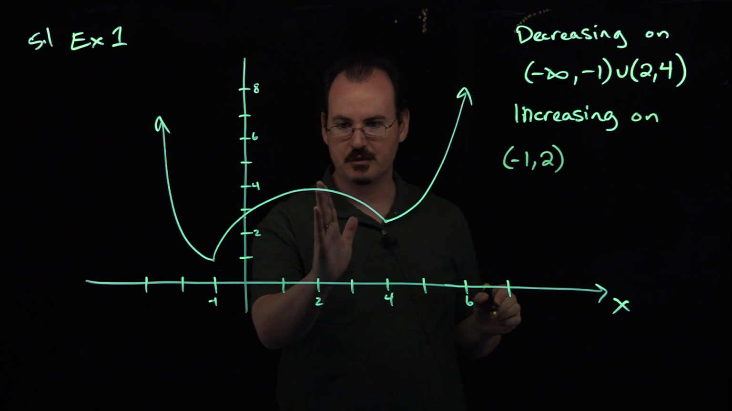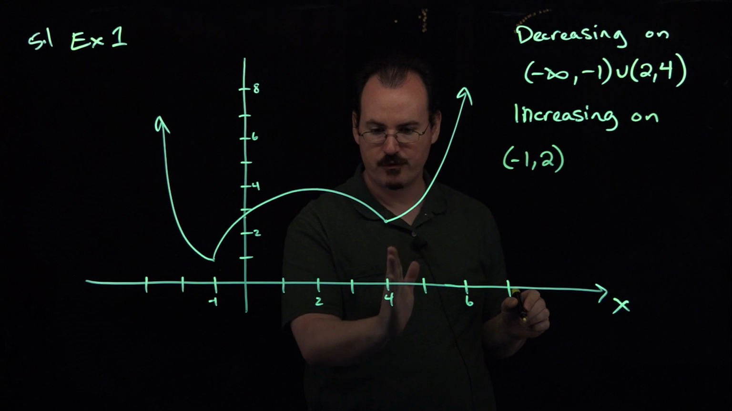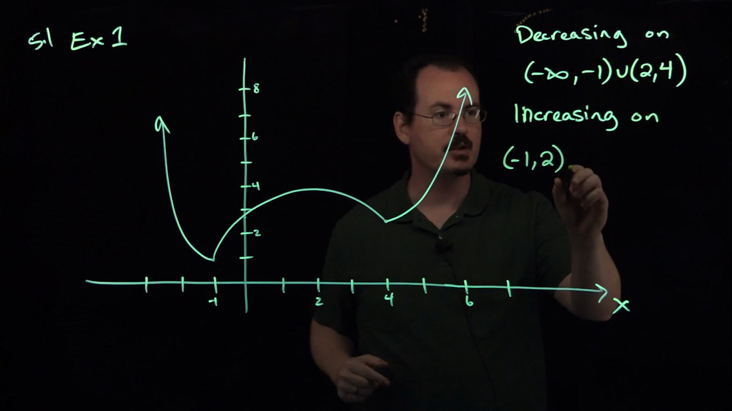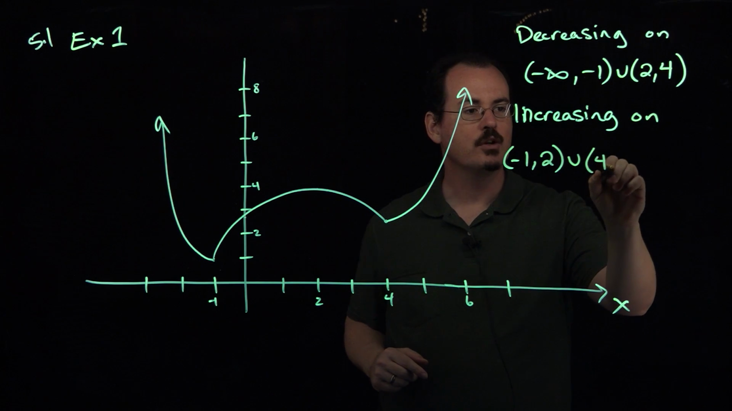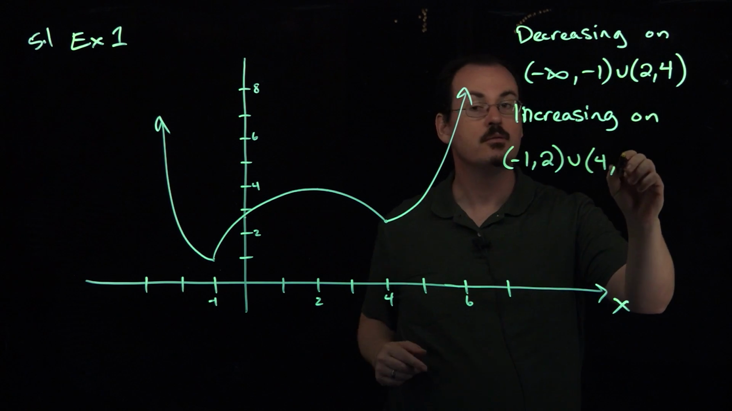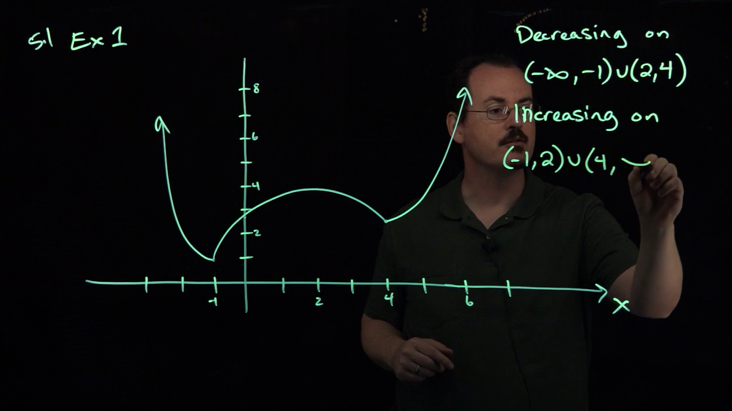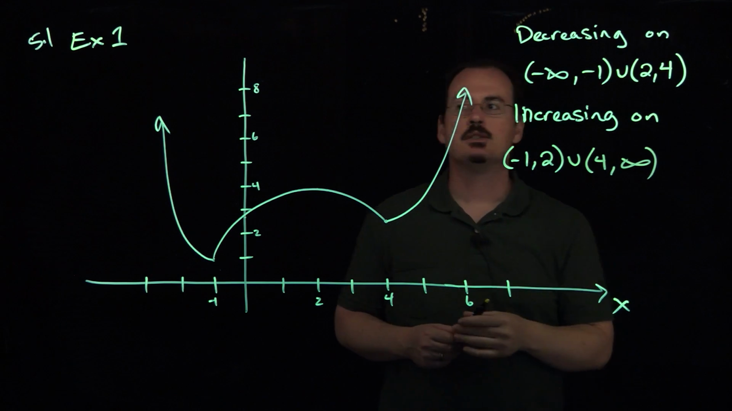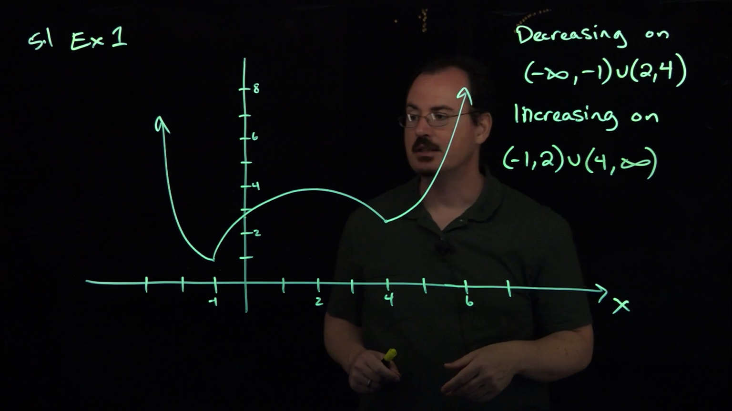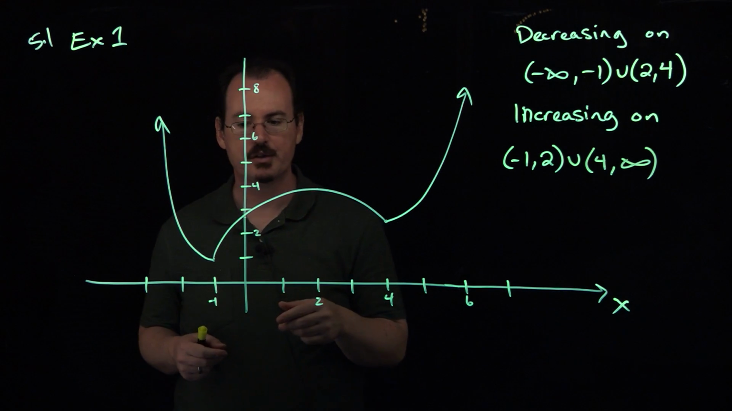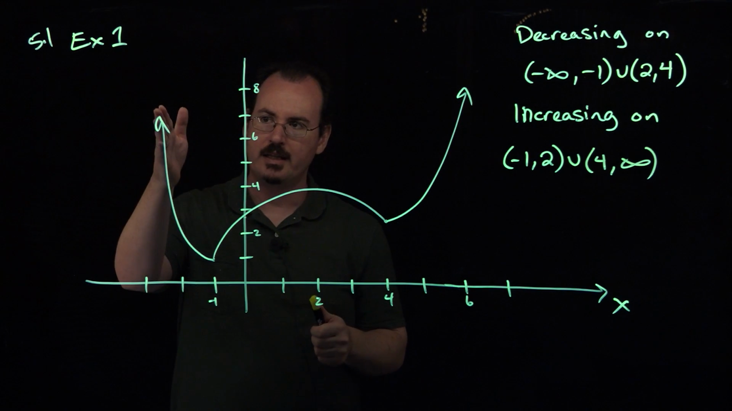And then we check, is it increasing anywhere else? Yeah, once we reach 4, then it starts to go back up again. So we put the union symbol, and we say it starts to increase again at 4. And then since that arrow is there, it means it goes until infinity. So again, this is just to be able to look at a graph and decide where a function is increasing and decreasing.